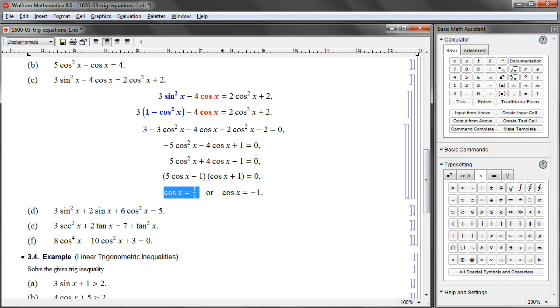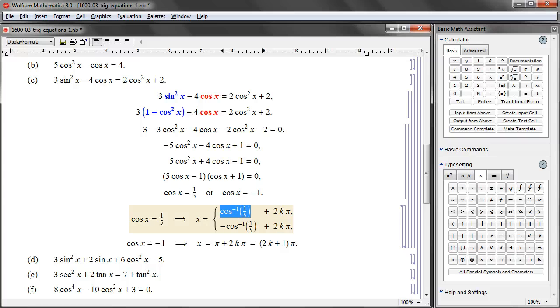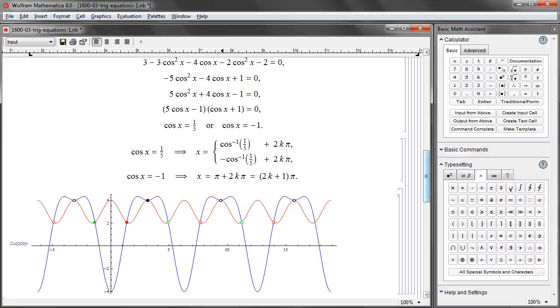From cosine of x equals 1/5, we are going to get a couple of solutions. Cosine of x equal to -1, we are going to get one solution because those two solutions collided at the valley pit. And here are the results. Arc cosine of 1/5 plus 2k pi, negative of that plus 2k pi, and then arc cosine of -1 is pi, so pi plus 2k pi. And then negative of that is negative pi, but that doesn't make any difference because negative pi plus 2 pi is pi, so it's absorbed by this 2k pi.